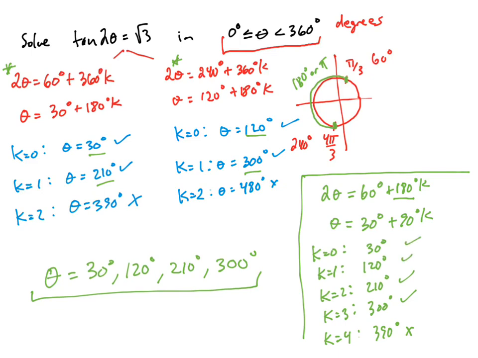Okay, so we could do one branch anytime we have a tangent equation. We could still do two branches, always done the same as when we have sine and cosine, by adding 360 or 2 pi.